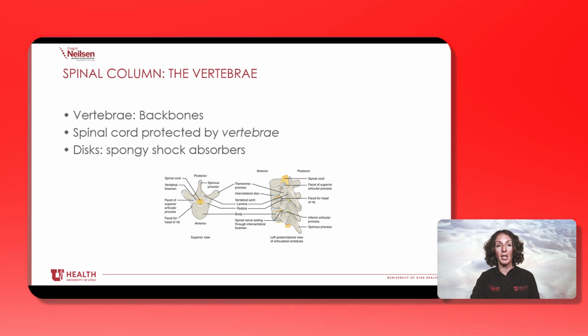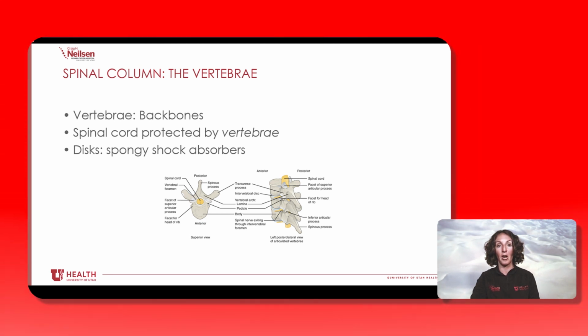And the spinal column is made up of vertebrae, and the vertebrae are the bones that are in our back. And the spinal cord is protected by the vertebrae, but sometimes during times of trauma, the vertebrae can't quite handle the amount of trauma, and then the vertebrae can end up hurting the spinal cord rather than protecting it. And in between each of the vertebrae is a disc, and the disc is meant to stop the bones from rubbing together and is also meant to absorb any trauma that happens.